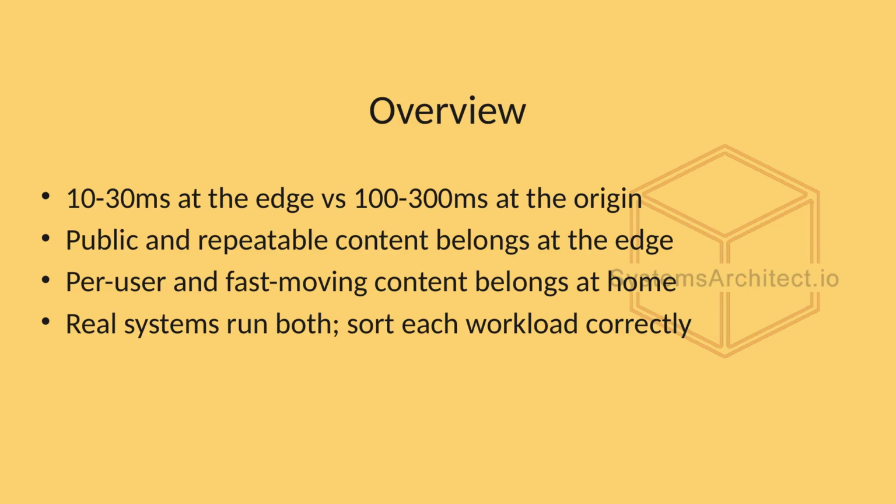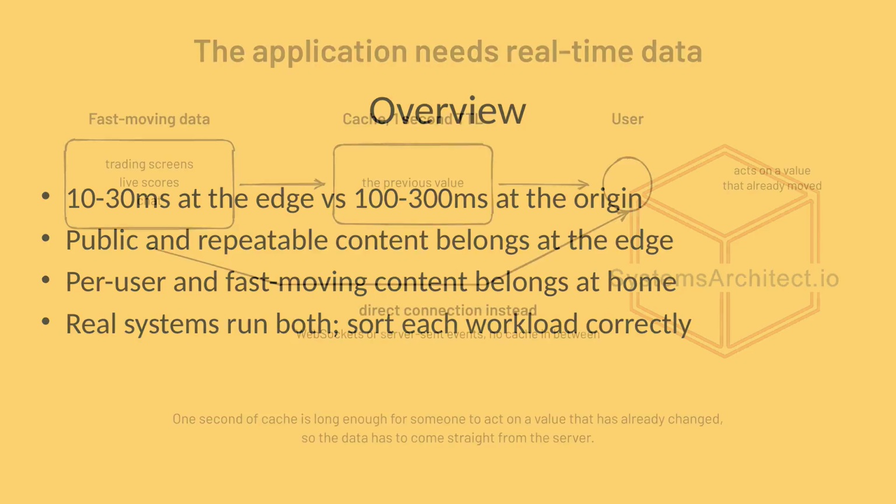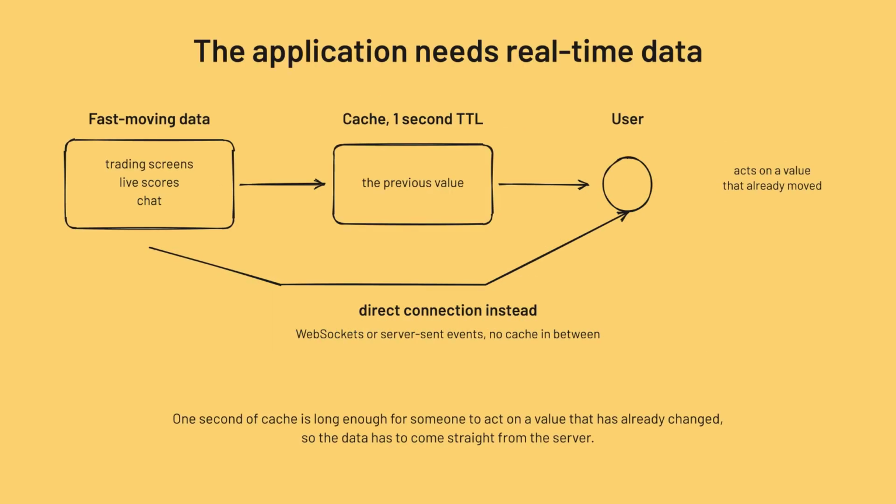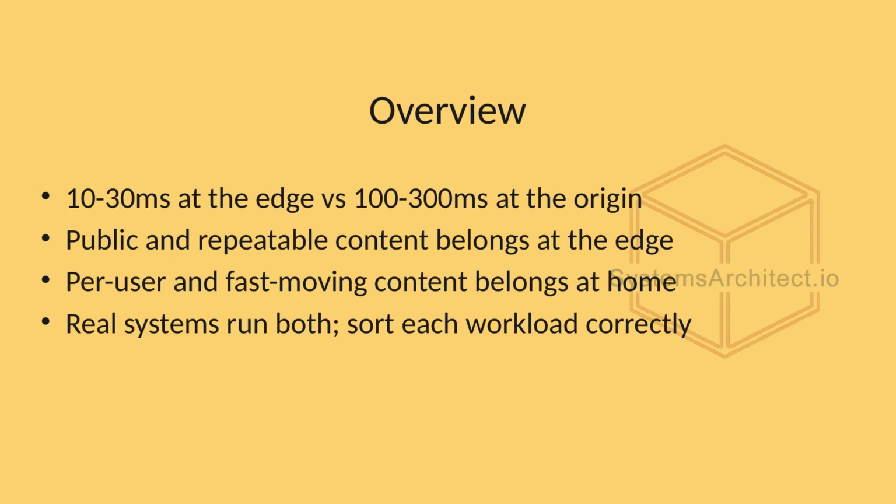Push the response to the edge when content is the same for thousands of people. That is where you get free DDoS absorption and much lower egress bills. Keep the response at the origin when the page is assembled per user. Also keep it home when stale data costs you refunds or support tickets. The rule is simple. Public and repeatable content belongs at the edge. Per user and fast-moving content belongs at home.